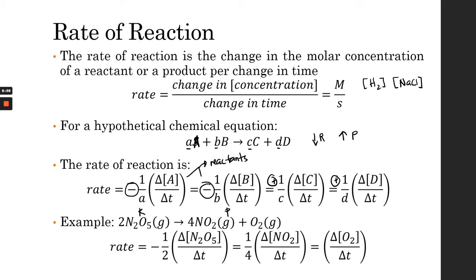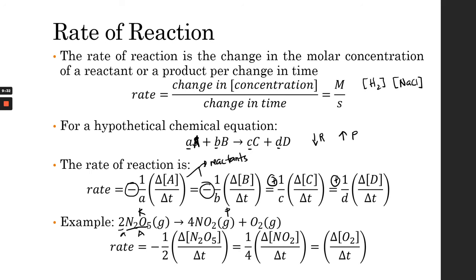So the rate would be equal to negative 1 over 2. That's the coefficient, this is your big letter A, and then the change in the molar concentration of N2O5 divided by the change in time, however long it happens. It can be 2 seconds, 1 second, depending. And that equals, again this is positive because now it's a product, 4 is the coefficient of NO2, so that's 1 over 4 multiplied by the change in the molar concentration of NO2 divided by the change in time.